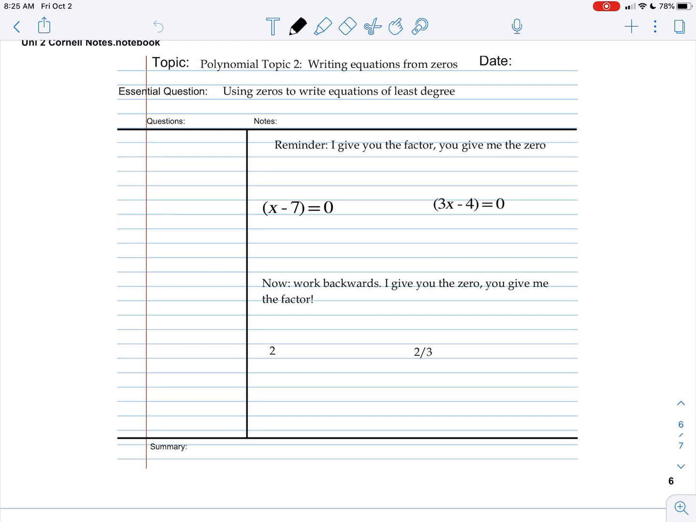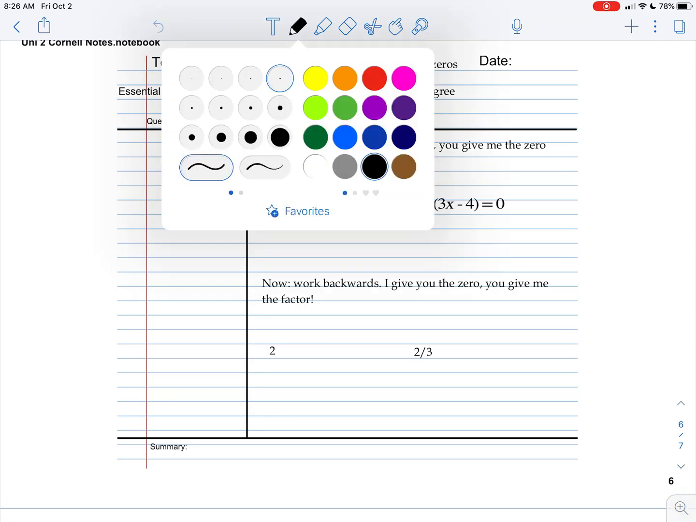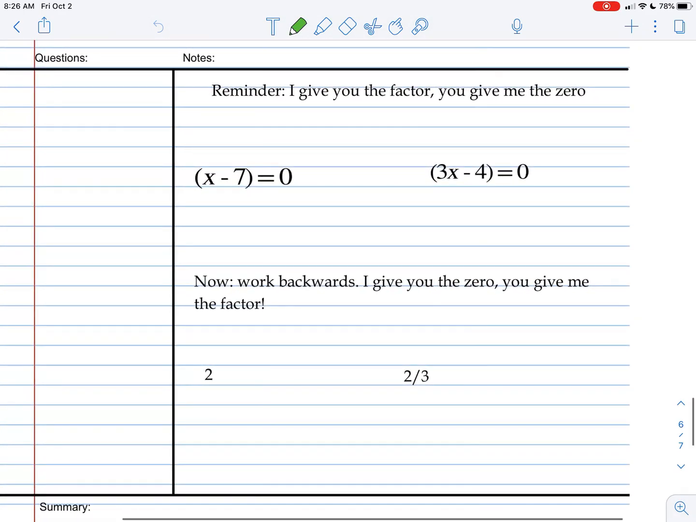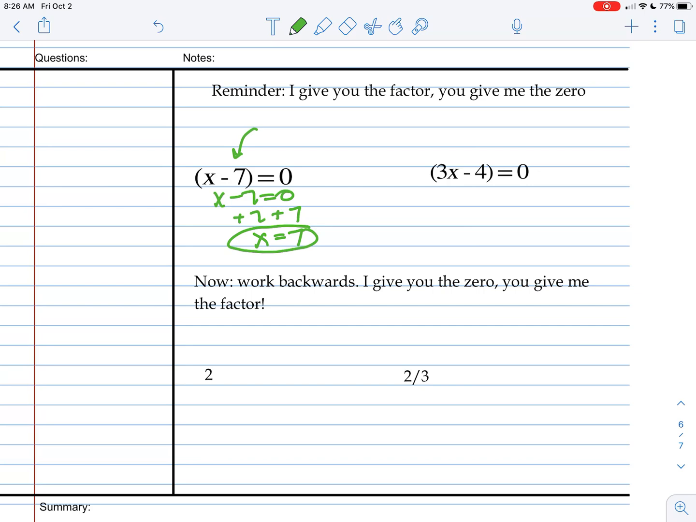So I want to remind you that whenever you factored, in functions and trig and in algebra 2, you were given a factor, like the factor is x minus 7, and you would give me the 0. So you would say, all right, x minus 7 equals 0, and I would add 7 to both sides, and I would say 7 is the 0. And so a lot of us looked at this and were like, oh, I just changed the sign and I've got the 0. That's great until something like this, 3x minus 4 equals 0.